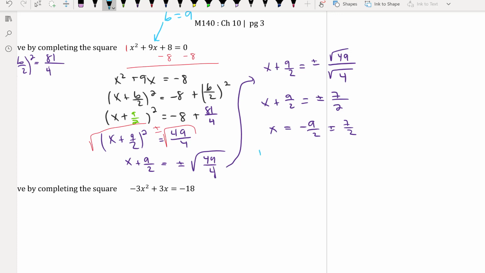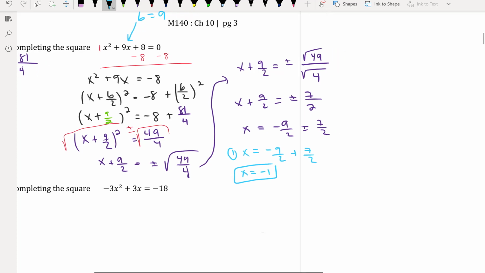So this is where I'm going to have two answers, where x is equal to negative 9/2 plus 7/2. So I'm going to go ahead and do that on my calculator. So I have negative 9/2 plus my 7/2. That's going to give me -1 as my final answer.